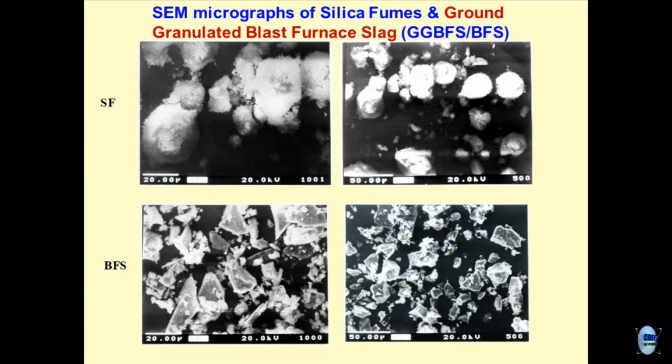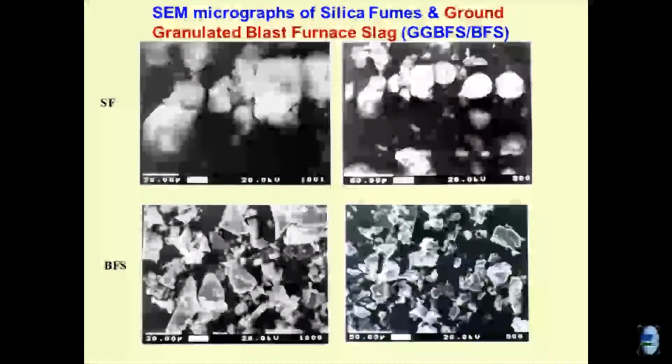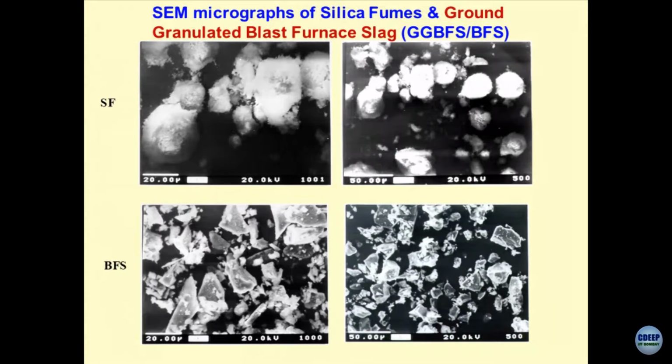The blast furnace slag normally looks very angular. Remember, this comes out of the steel making process, and once you grind and pulverize it, it becomes GGBFS, that is ground granulated blast furnace slag, which is a very active cement, and you can create PPC out of it by substituting 30-40% of this material in OPC.